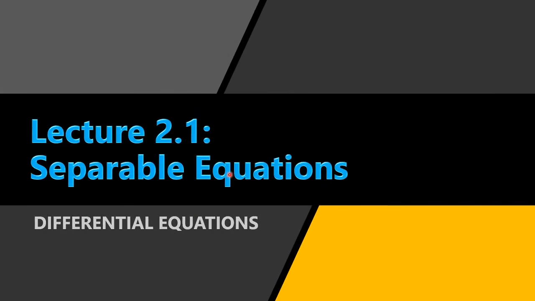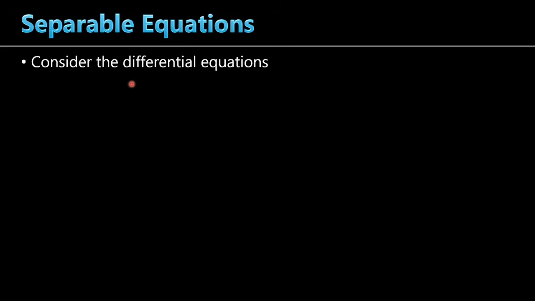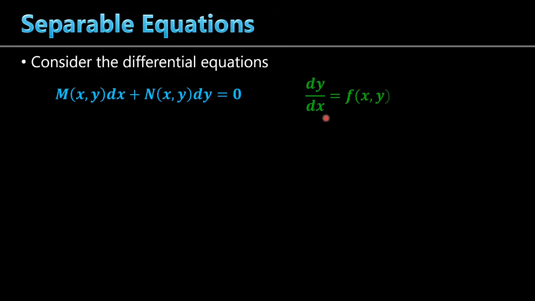Okay, so now let us discuss the first type of first-order equation called separable differential equations. Consider the differential equation M(x,y) dx plus N(x,y) dy. So if you remember, this is what we call the differential form, or possibly we have the derivative form, dy over dx equals a certain function of x and y. If we are able to write this differential equation in such a way that all the x's will be separated from all the y's, then the differential equation is said to be separable.